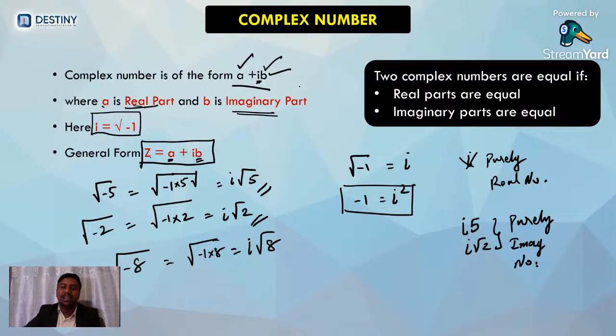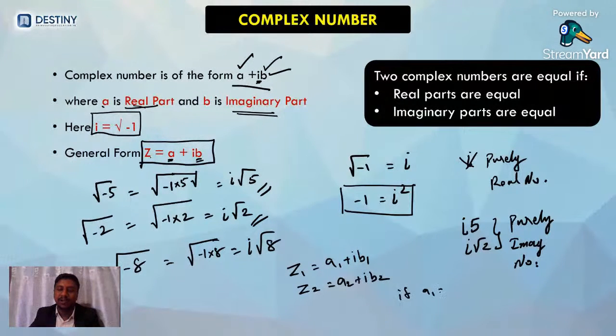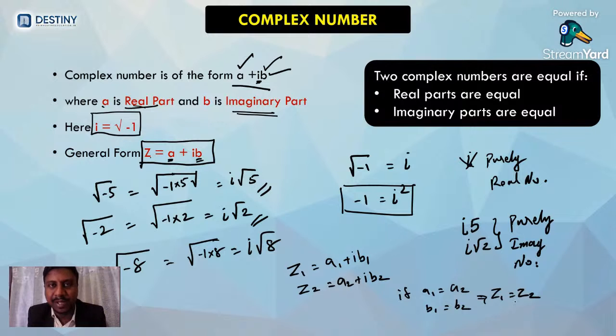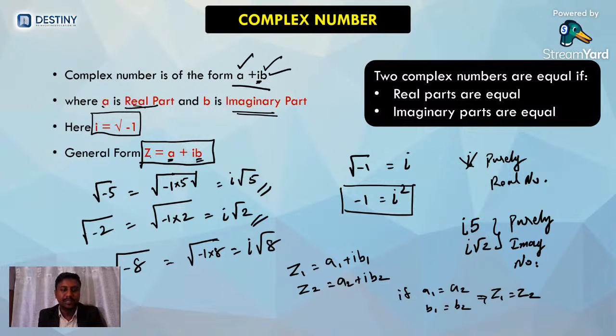Two complex numbers are equal if their real parts are equal and their imaginary parts are equal. If I have two numbers, z1 as a1 plus ib1 and z2 as a2 plus ib2, if a1 equals a2 and b1 equals b2, then z1 equals z2. That's it. Complex numbers are equal when the real parts are equal and the imaginary parts are equal. So I hope you have understood till now. Now let's move to the next part.